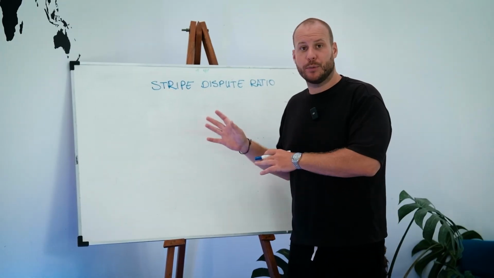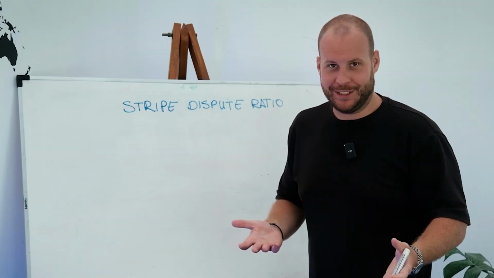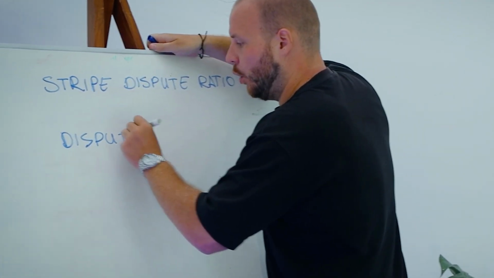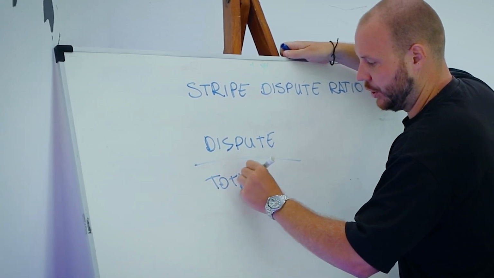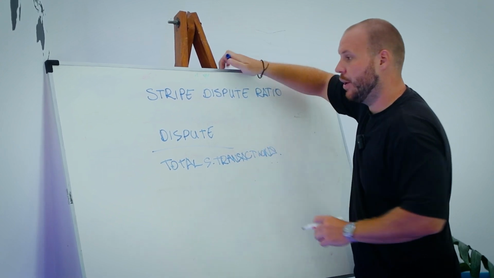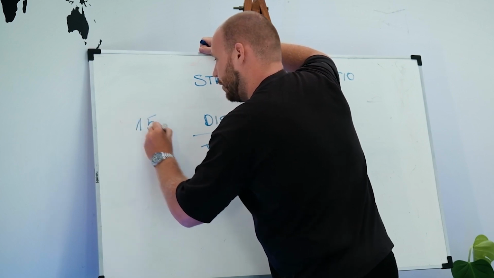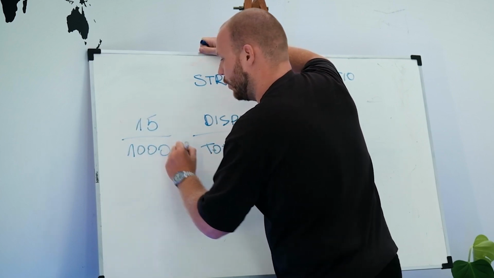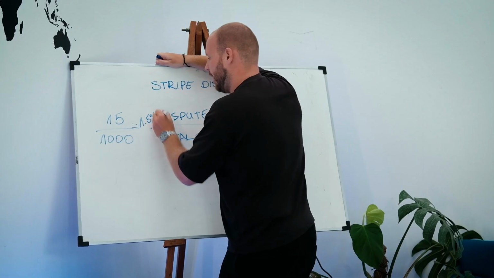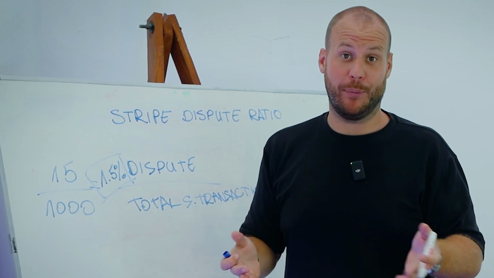To really understand the Stripe dispute ratio, I had to go in, dig a little bit around, and find out what it actually means. So the Stripe dispute ratio is all the disputes coming in over the total successful transactions that you have received. Meaning, if you had, let's say, 15 disputes over 1,000 sales, your dispute ratio is going to be 1.5%.